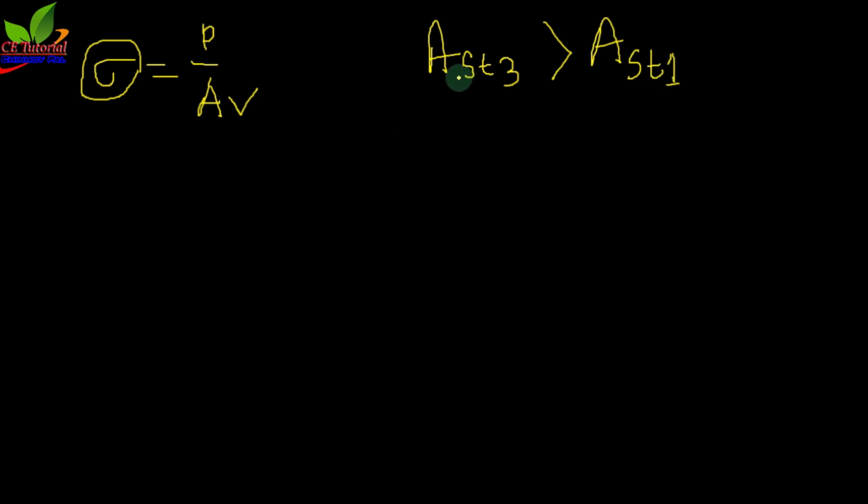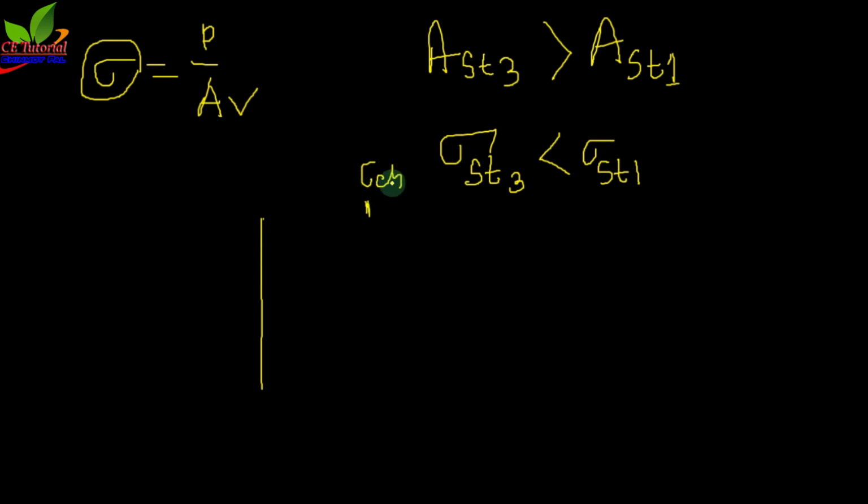Now what will happen? AST3 is greater than AST1. That means the produced stress will be less. For that case, the produced stress, suppose sigma ST3, will be less than sigma ST1. Now just see, suppose this value is sigma CBC and this value is sigma ST1, and that is provided by IS 456, sigma ST1 and sigma CBC.